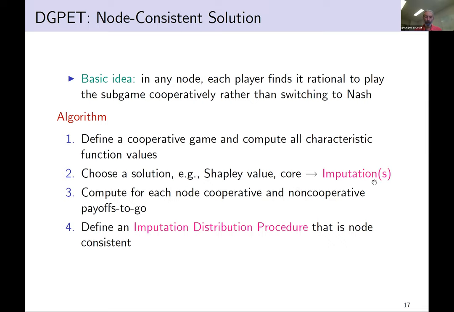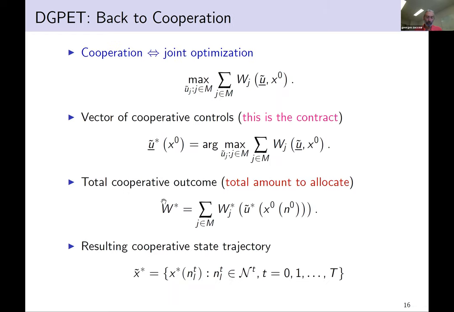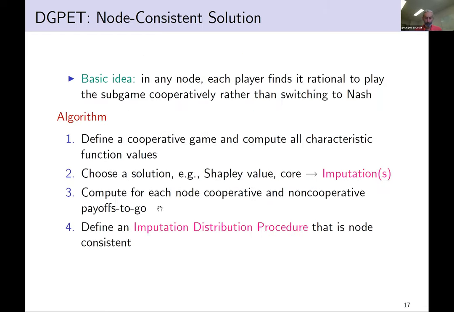And this will give me an imputation, meaning that if cooperation is enforced for the total planning horizon, now we know what each player should get in this cooperative solution, meaning his or her share in this total cooperative outcome. Now I need to decentralize this over node in order to ensure that cooperation will be sustained. So I have to compute for each node cooperative and non-cooperative payoffs to go. And once I have this, the only missing piece is to develop what we call an imputation distribution procedure that is node consistent. And this is what I will be introducing now.